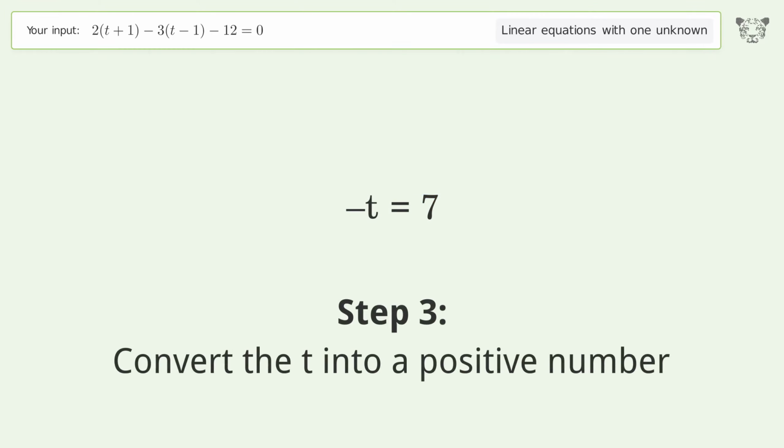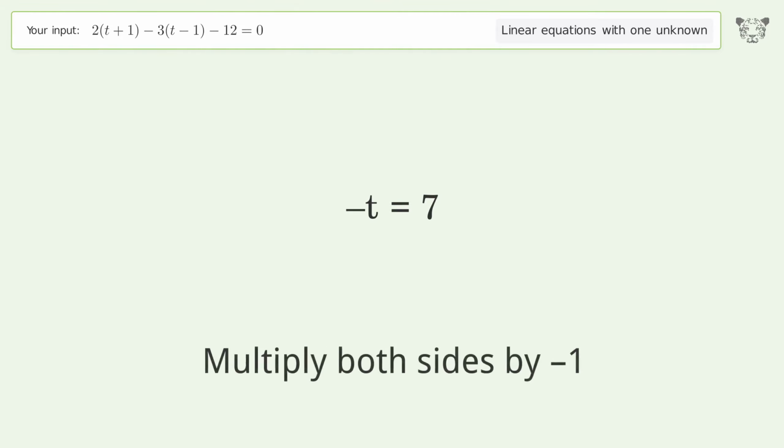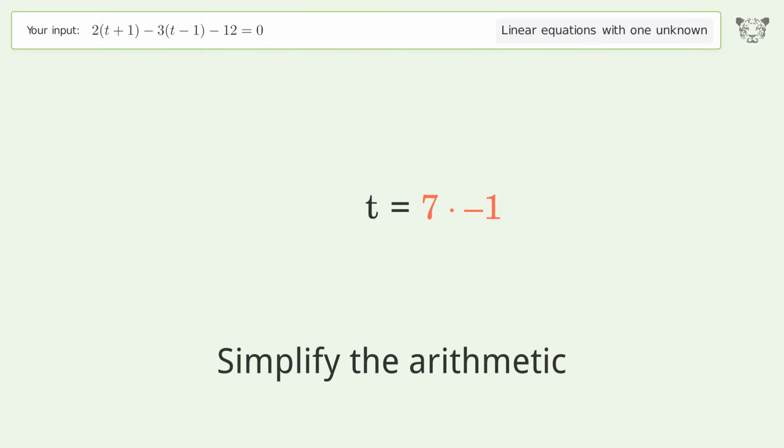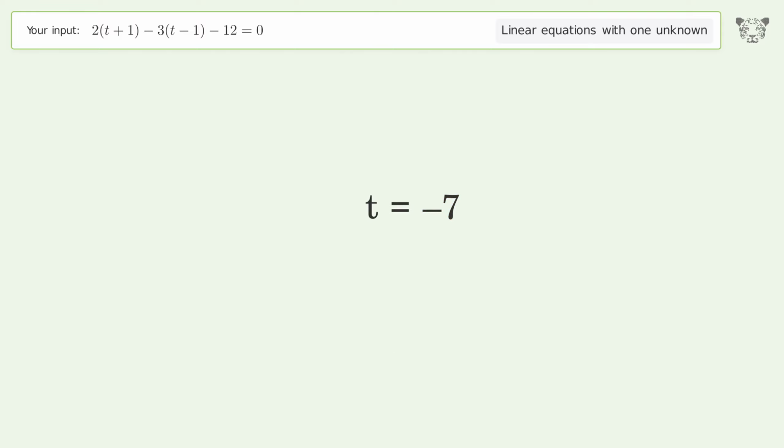Convert the t into a positive number. Multiply both sides by -1. Remove the ones. Simplify the arithmetic. And so the final result is t equals -7.